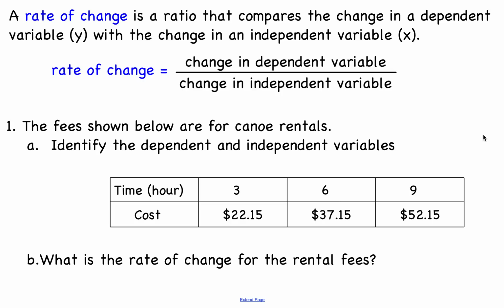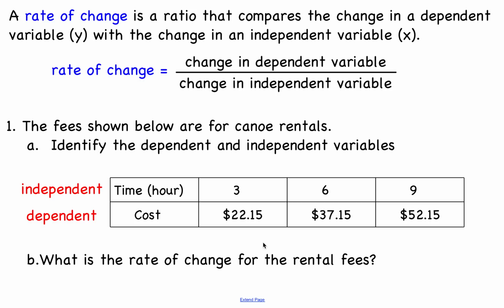Here's a table with some fees for canoe rentals. Our first part says to identify the dependent and independent variables. So does cost depend on the number of hours of rental, or do the number of hours of rental depend on the cost? Well, as we've discussed before, time is almost always the independent variable, and the cost depends on the number of hours that you rent the canoe.